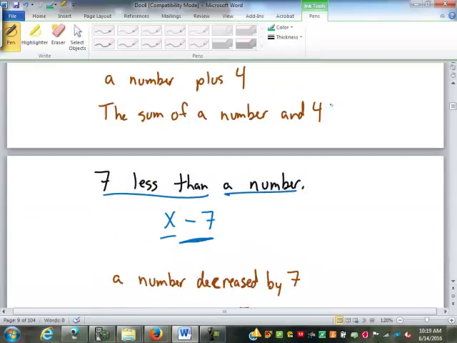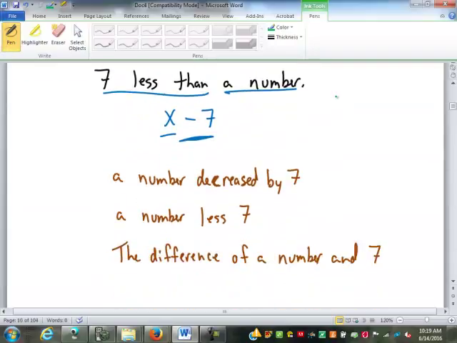For subtraction, it does matter whether you get them right. So here it says the difference of a number and 7, that's x minus 7. If it said the difference of 7 and a number, that would be 7 minus x. So the order does matter when we're doing subtraction.